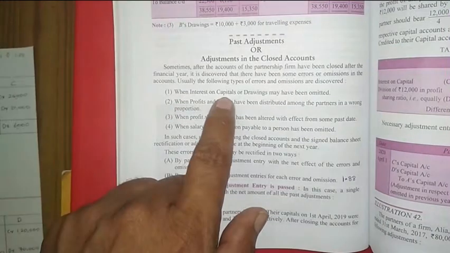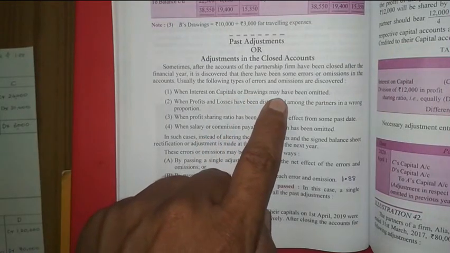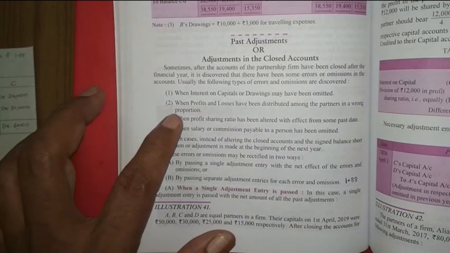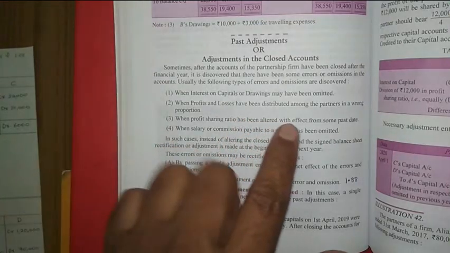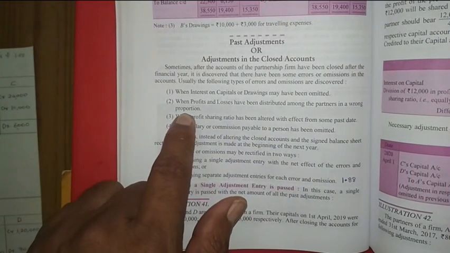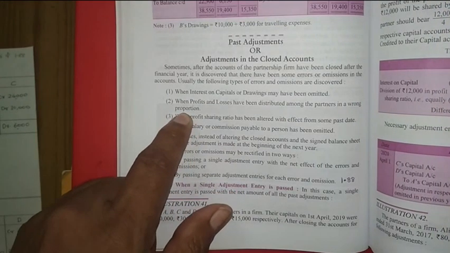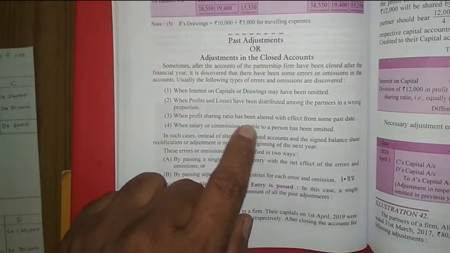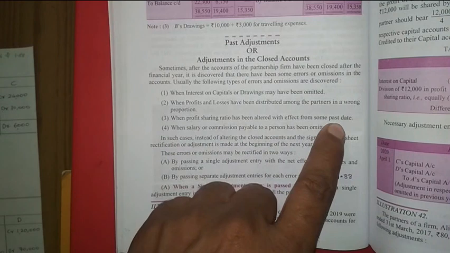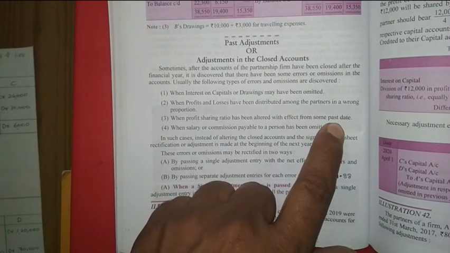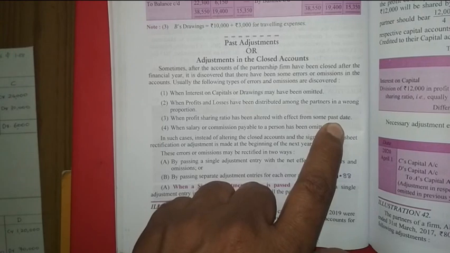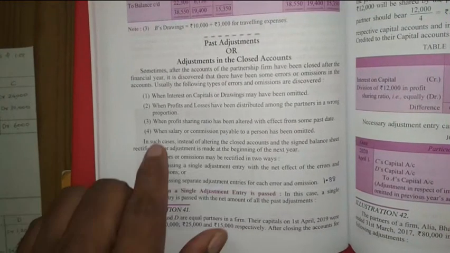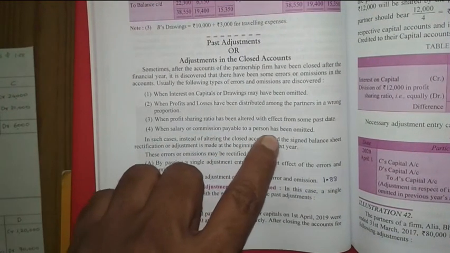This is when interest on capital or interest on drawings may have been omitted. They forgot to give interest on capital or interest on drawings. When profit and losses have been distributed among the partners in a wrong proportion, they distributed it but in a wrong ratio. When the profit sharing ratio has been altered with effect from some past date, they already changed the profit sharing ratio, but without considering the new ratio, we distributed according to the old ratio. Salary or commission payable to a person has been omitted.